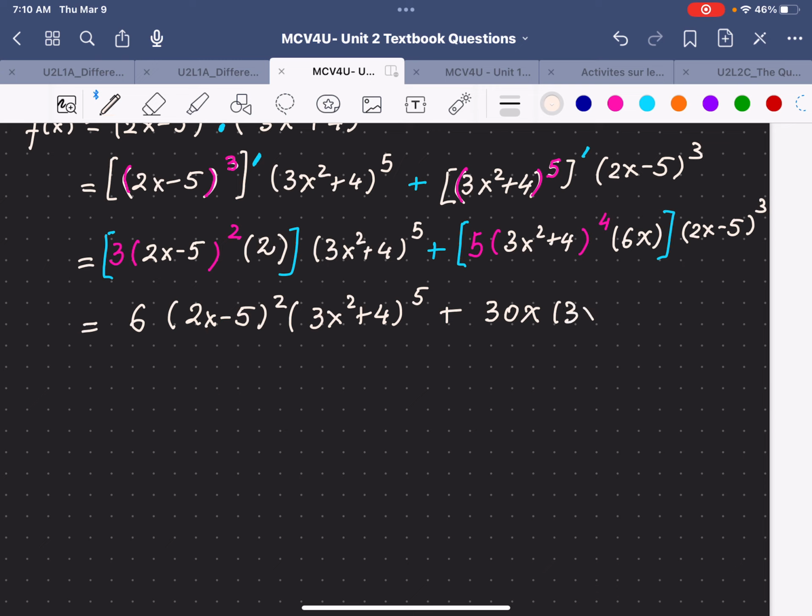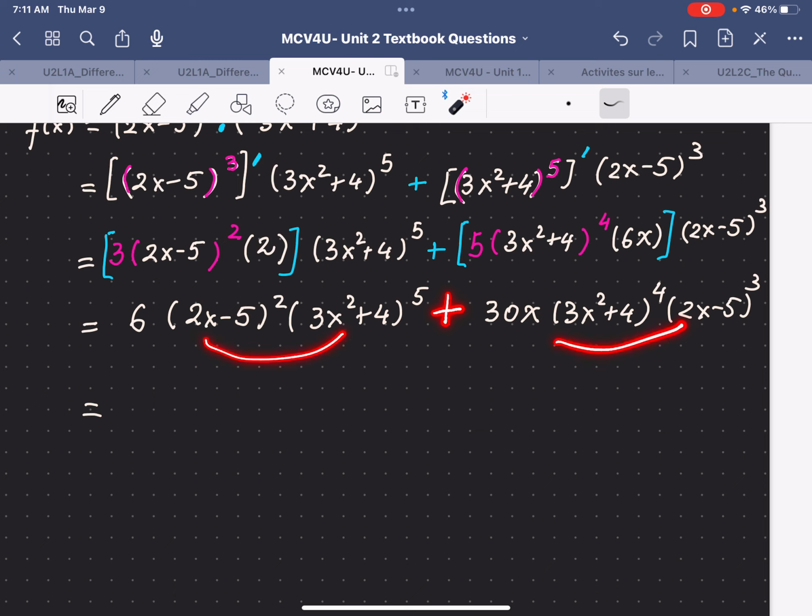And then 3x squared plus 4 to the power of 4 times 2x minus 5 to the power of 3. So next we have to simplify, and to simplify means to write the derivative in most simplified and factored form. So what that means is that we won't see anymore a group of two terms added to each other, but we'll see a bunch of factors multiplying each other.